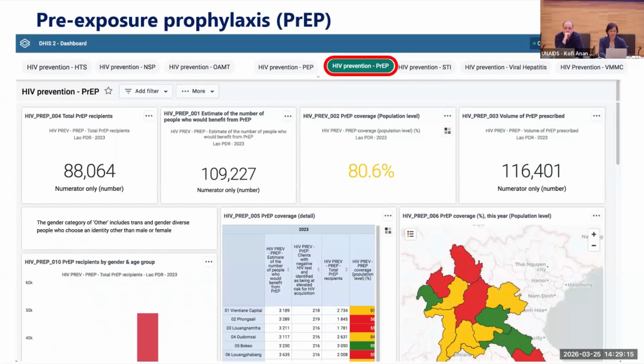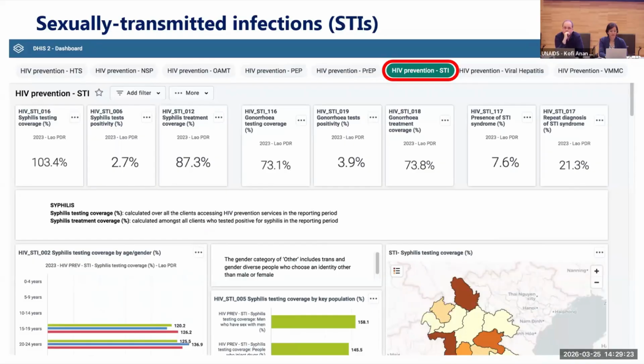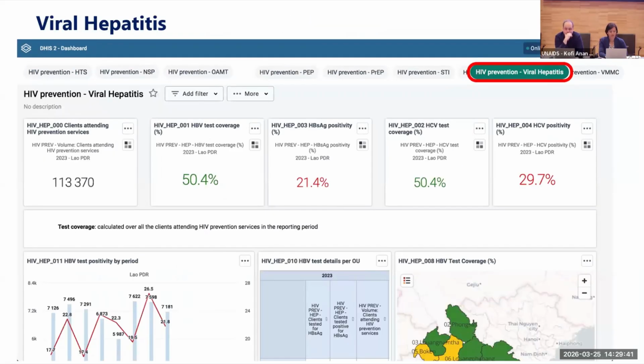We have ones for PrEP, as you can see here. You can see that there are subnational analyses, either by geography or facility. This is the one on STIs, which covers 3 main parts of STIs. There's syphilis testing, there's gonorrhea testing, positivity and treatment, and then the presence of STI syndrome and repeated diagnosis of syndrome. And then there are various age and gender disaggregations.